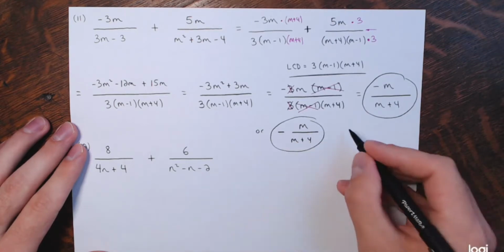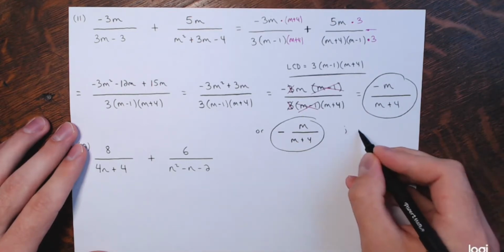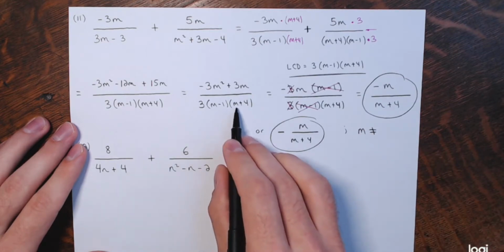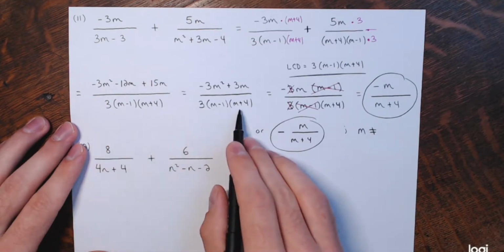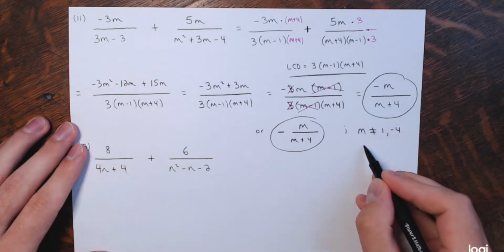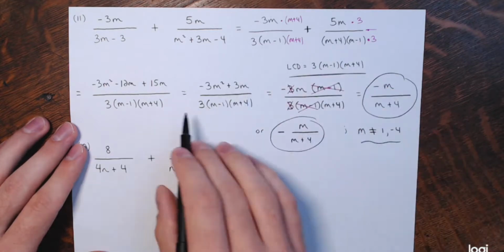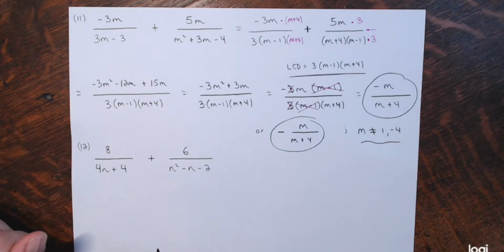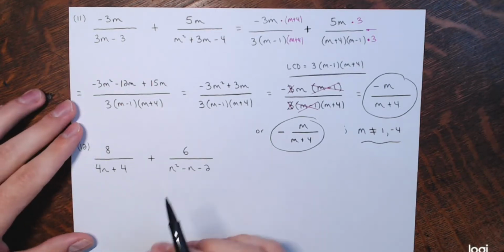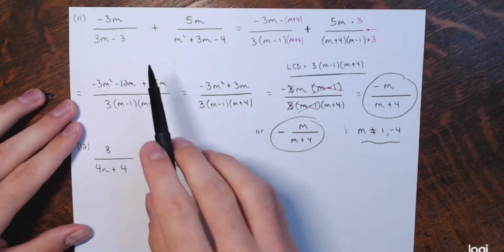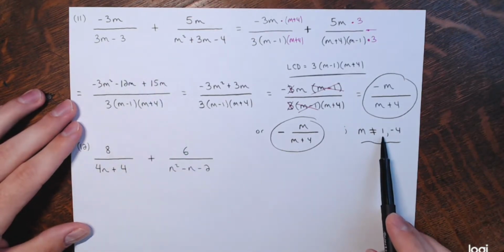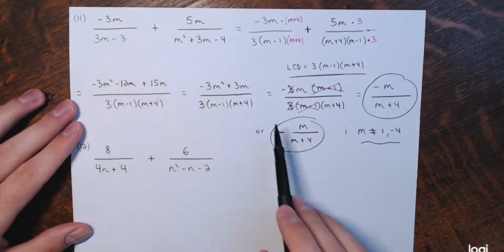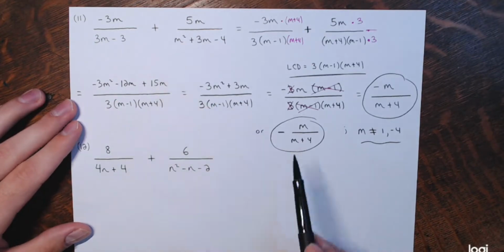As long as m is not 1 or negative 4. Because if m were 1 or negative 4, you'd have a denominator of 0 throughout this problem, and you don't want to have denominators of 0 ever. Okay. And again, test it out. Replace m with any number that's not 1 or negative 4, here in this original expression and in this final one, and they should give you the same value.